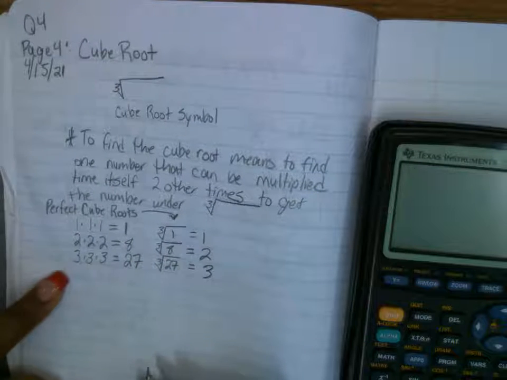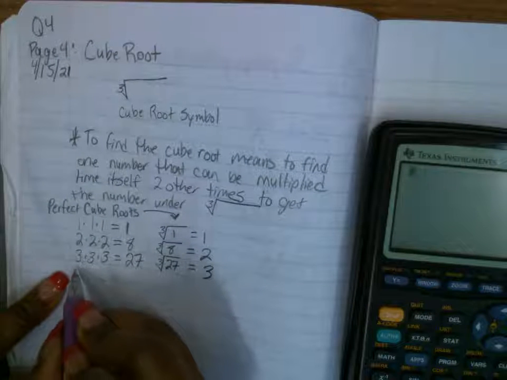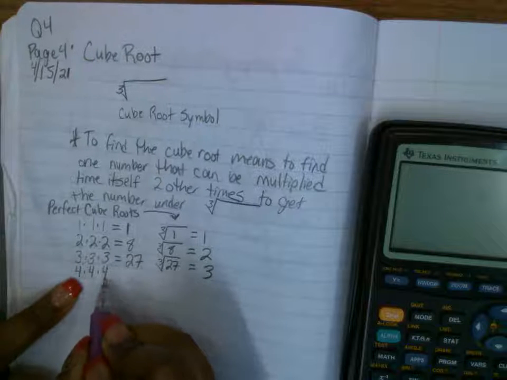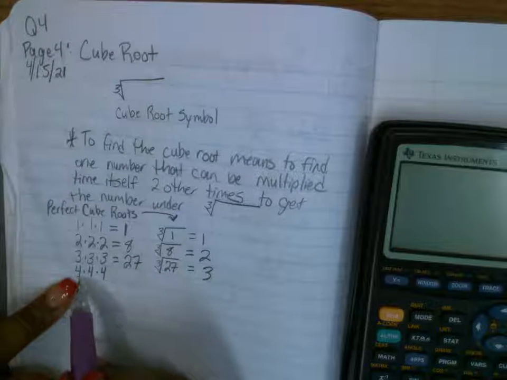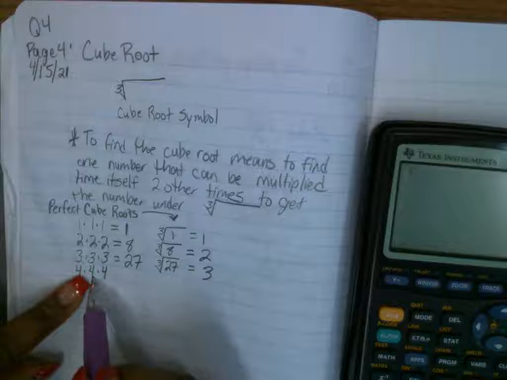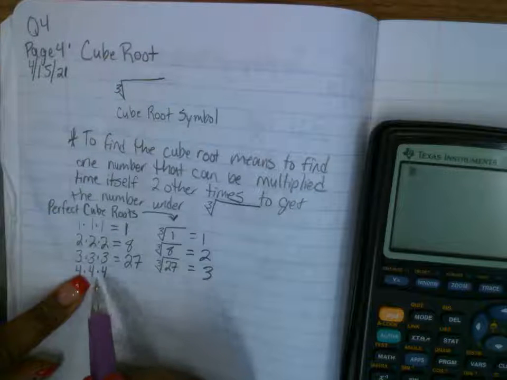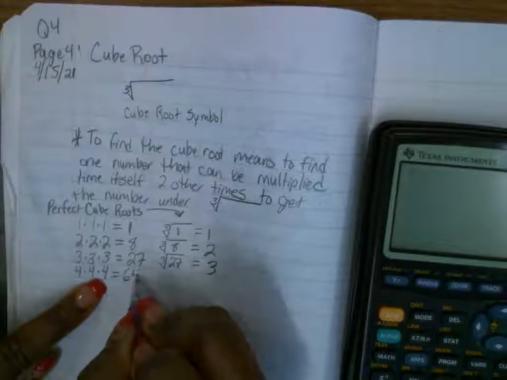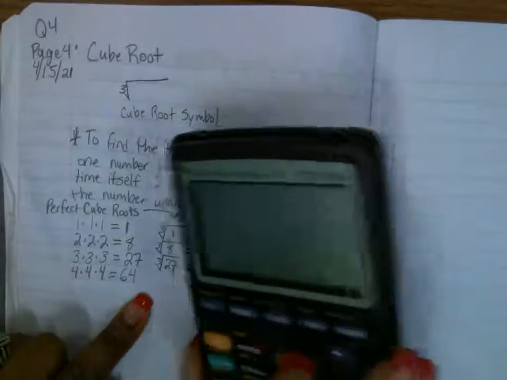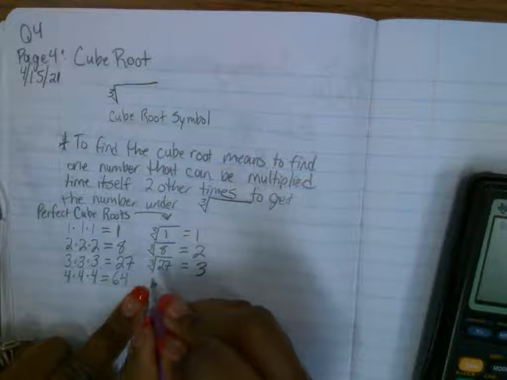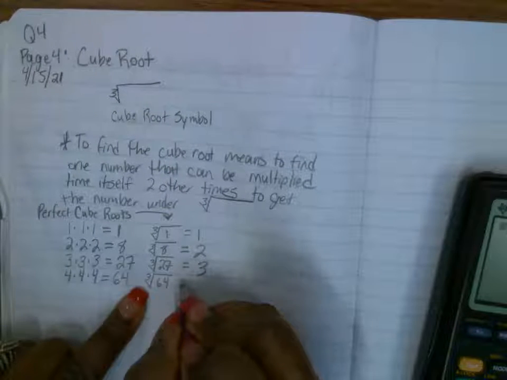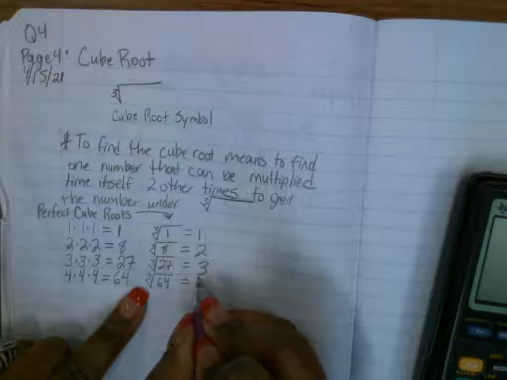Okay? All right. So let's do the next one. 4 times 4 times 4. Okay? We got 4 times 4 is going to be 16. And then what's 16 times 4? Anybody? 64. Good job. Don't forget, you can pull out your calculator and use it, okay? So the cube root of 64 is equal to what number?